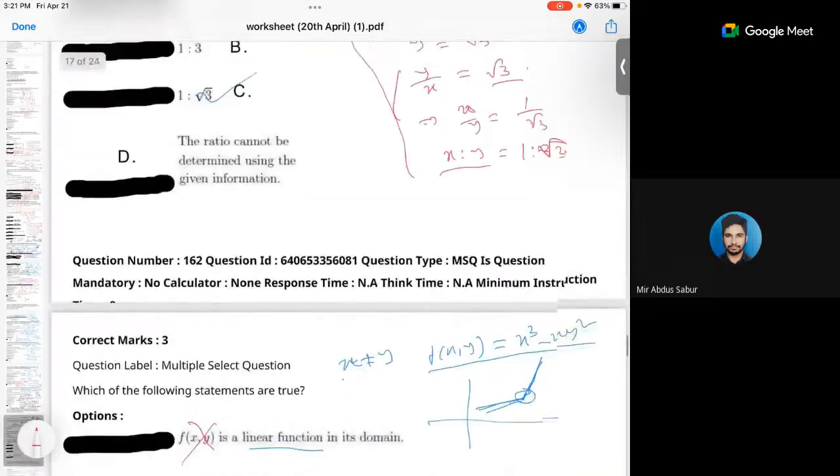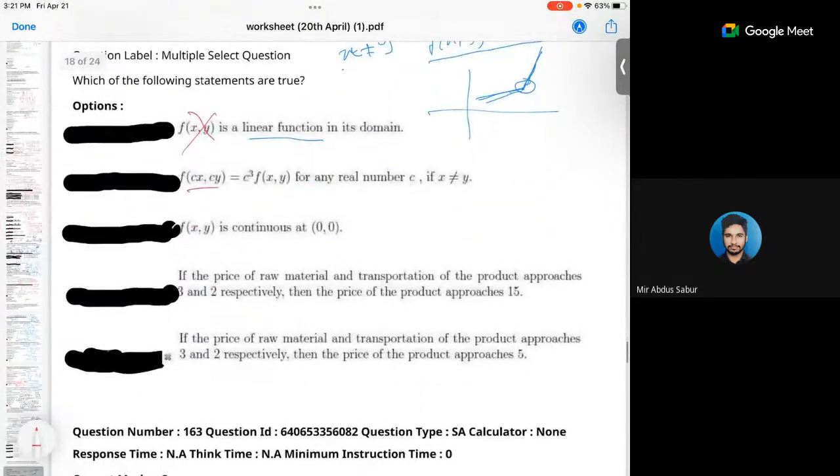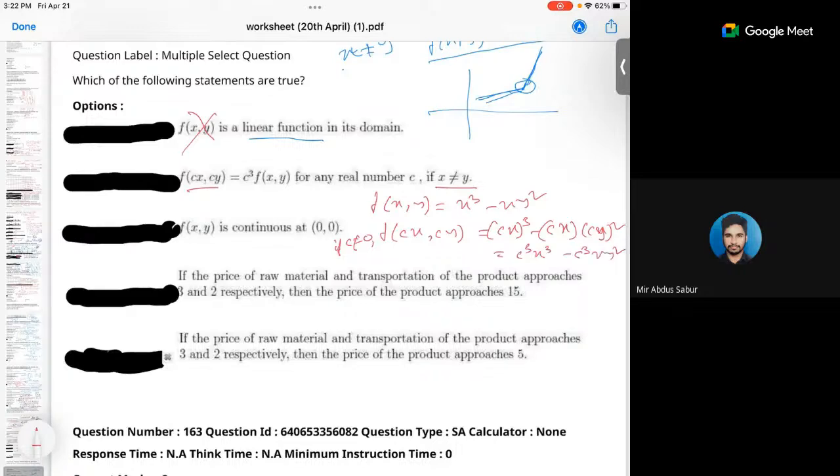And now check the second part. When x not equal to y, what we get? f(x,y) is x cube minus xy square. Now put cx, cy. Since x not equal to y, so cx not equal to cy when c not equal to 0, right? Yes. If c not equal to 0, then it will be cx cube minus cx times cy square. That is c cube x cube minus c cube xy square. So it will be c cube times f(x,y), right?